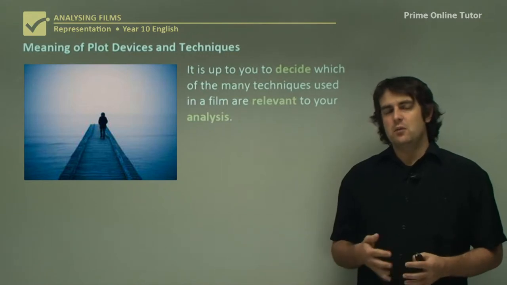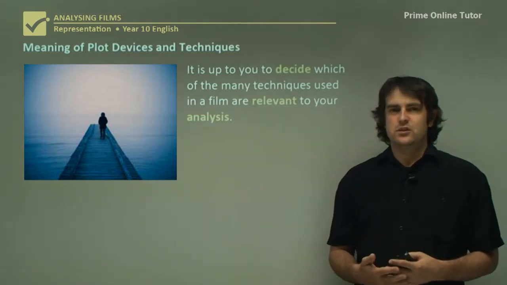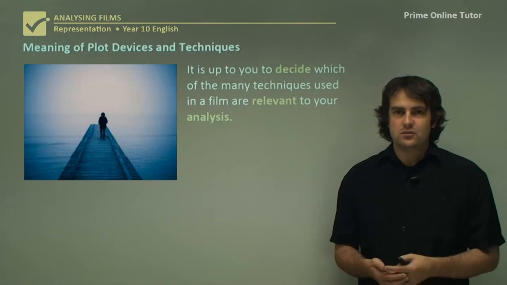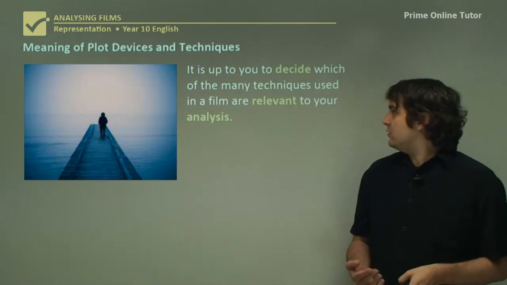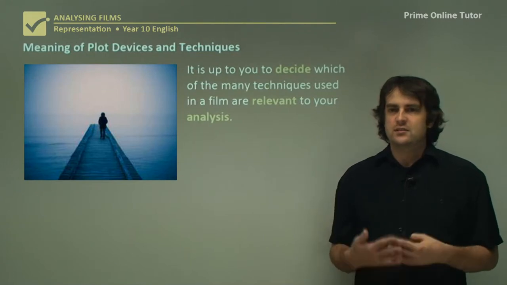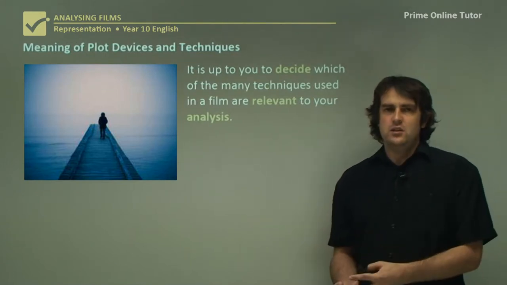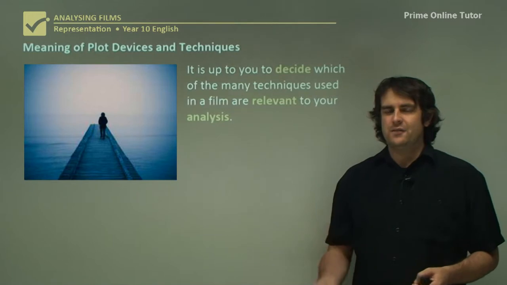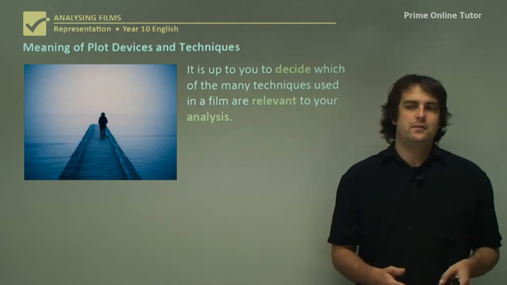Now, there might be some common ground and you may come across some things which seem obvious, but you still need to explain them anyway. So you need to find things that are relevant, obviously, to your analysis. So if you've got a question which is asking you for a particular theme, obviously you'll be looking for film techniques that are to do with that theme and not things that aren't to do with that theme.